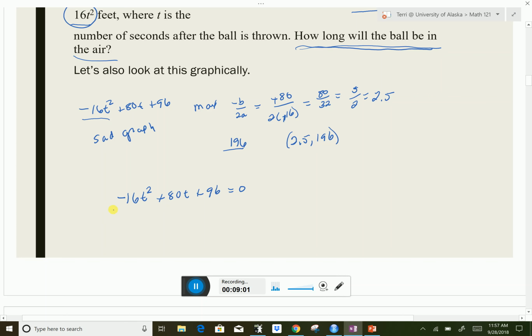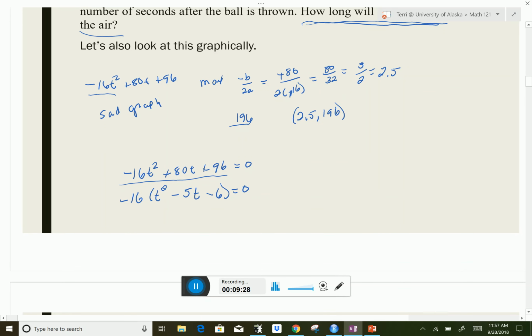Well, I'm noticing a couple of things. I can factor out a negative 16. So is there something I can take out of everything? Yes, there is. So I end up with t squared, and then 80 divided by negative 16 is negative 5t, because a negative times negative is positive. And then 96 divided by 16, that's 6, minus 6. So now I can divide both sides by negative 16. So now I just know that I have this.